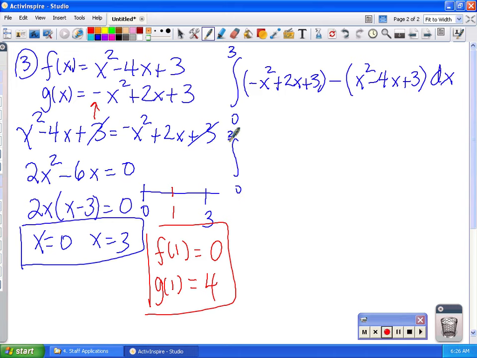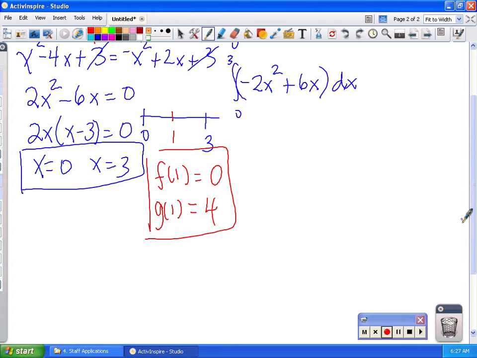That's the integral from 0 to 3. When I combine like terms, I'll get negative 2x squared, 2x plus 4x is 6x, again distributing the negative, 3 minus 3 would be 0, dx. I'm going to find the antiderivative of that, which will give me negative 2x cubed over 3 plus 6x squared over 2, which is 3x squared. And that's going to be evaluated from 0 to 3.